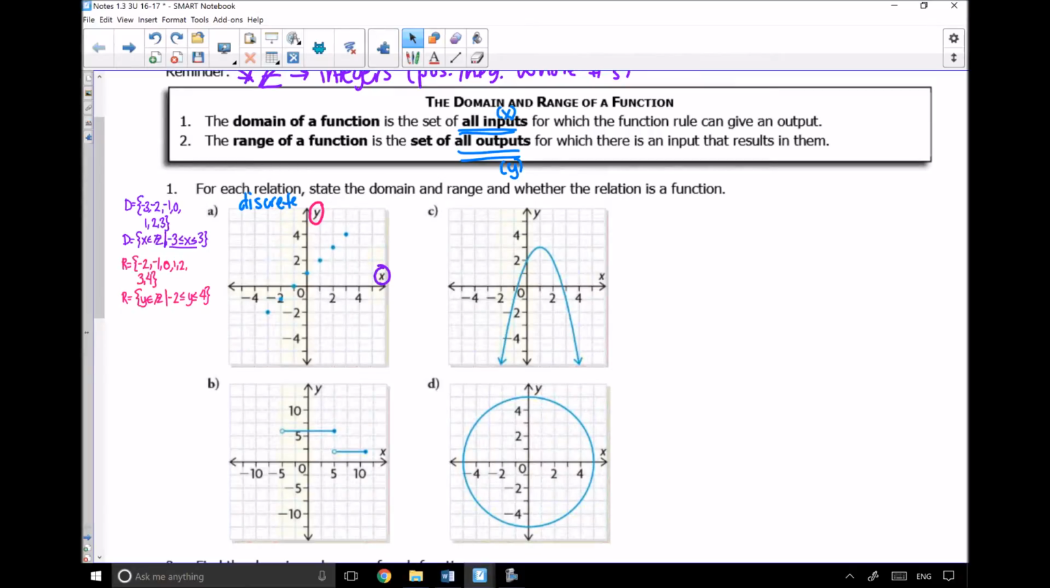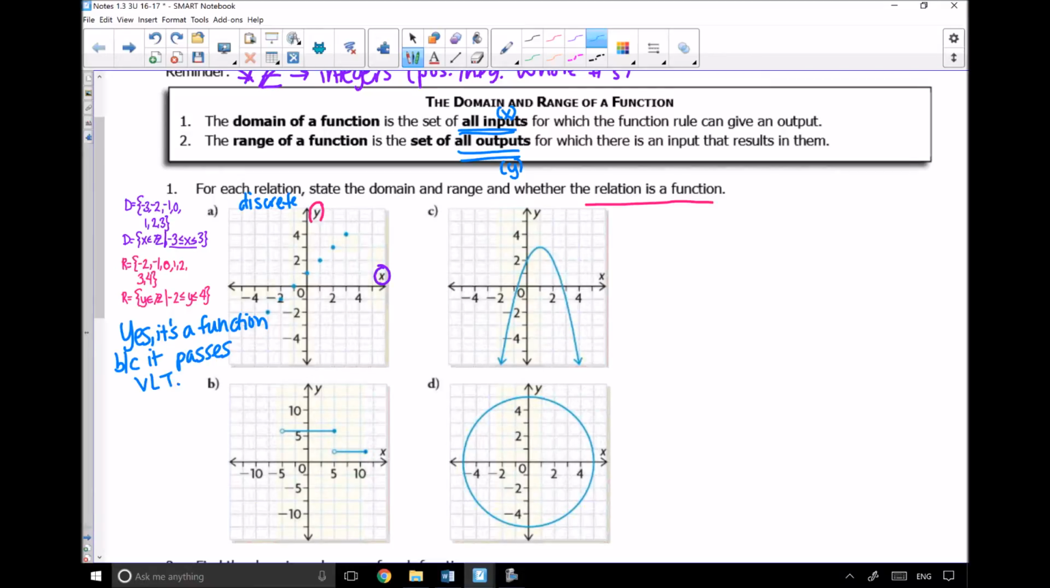The last thing I'm going to do is look and see, is this a function or not? It asks me to figure out if the relation is a function. So does each input only have one output? Absolutely. Also, if I were to do the vertical line test through every single point right here, it only intersects my relation once, so therefore I can say that it is a function. So I'm going to say right here, yes, it's a function, because it passes the vertical line test. Okay, and I'm done with question A.